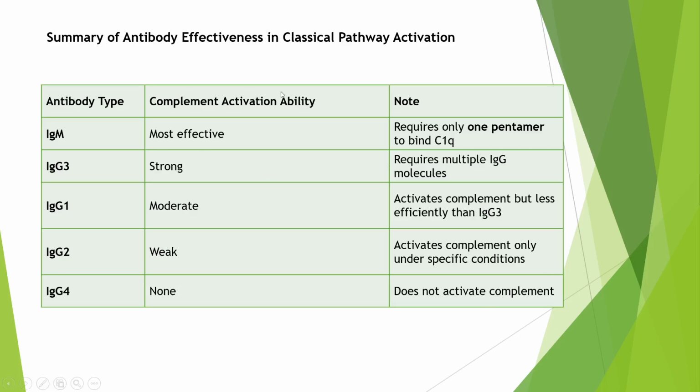So we can see a gist of all the subclasses of IgG versus the IgM here. IgM is most effective, requires only one pentamer to bind to C1q. IgG3 is next to it, which is strong. IgG1 is moderate, IgG2 is weak, but IgG4 does not activate. So IgG3 requires multiple IgG molecules.